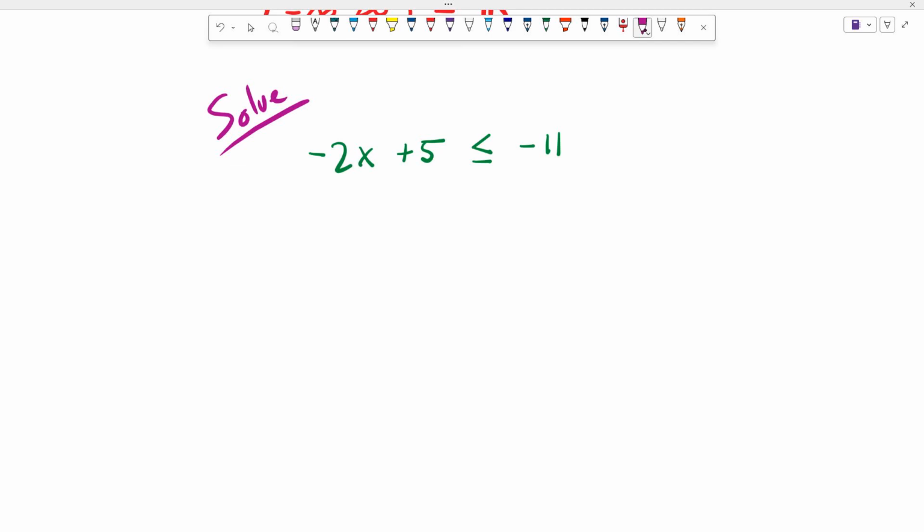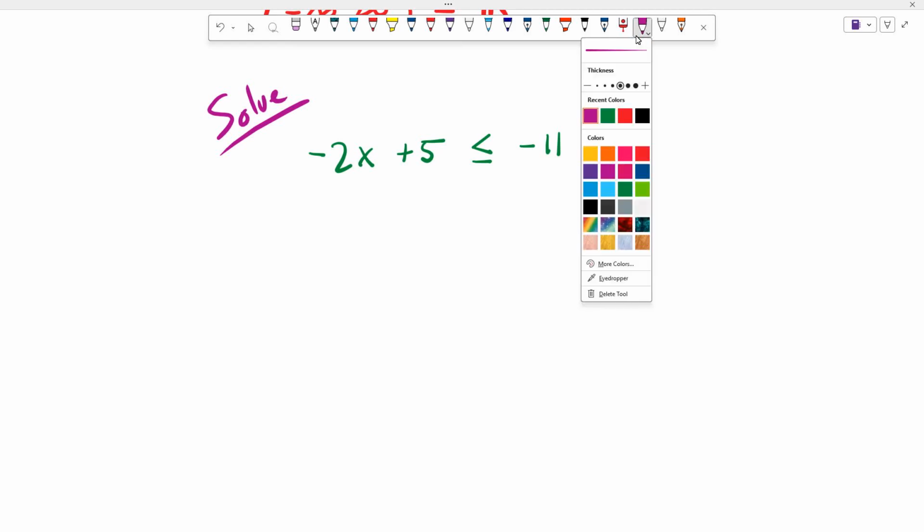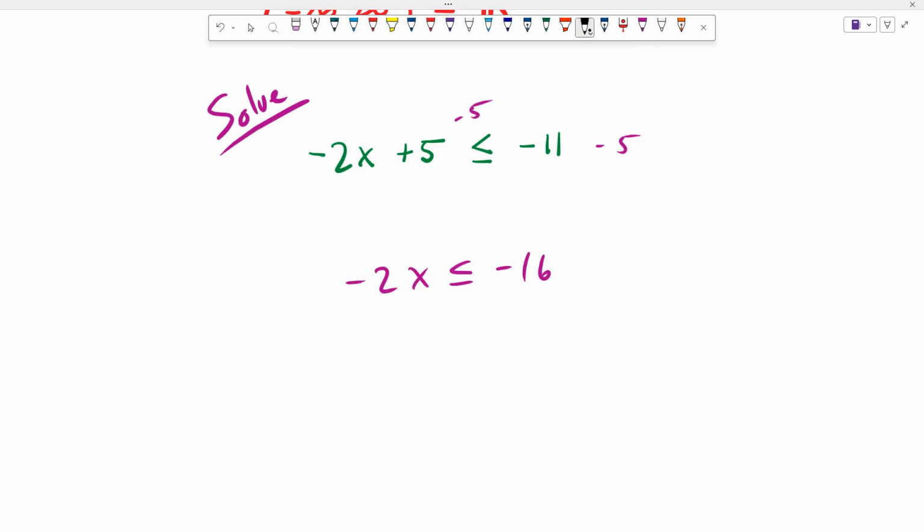Okay, we're going to solve this. You saw these last year, I think. Subtract 5. And then when we divide by -2, what do we have to do? Flip. Yeah, x is greater than or equal to 8.